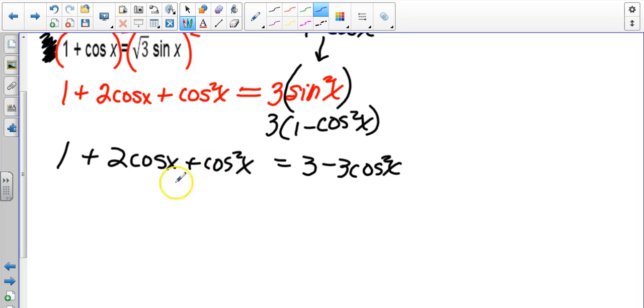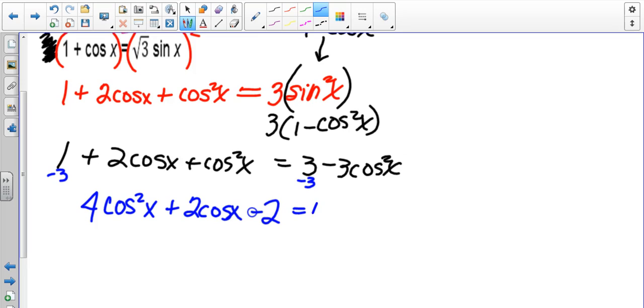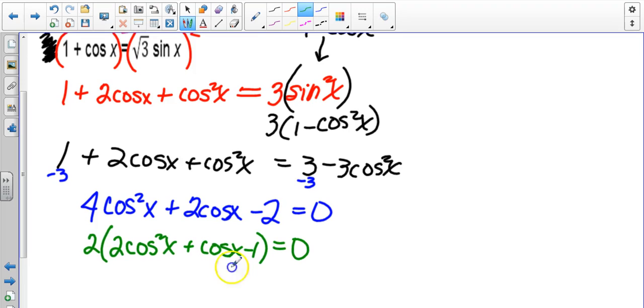Add the 3 cosine squareds over here, so we'll have what? 4 cosine squareds. There's 2 cosine x. Minus 2. Now what? We could take out a 2. What can we do with that 2? Can 2 ever equal 0? We could divide everything by, just divide out the 2. It's gone. Now what?